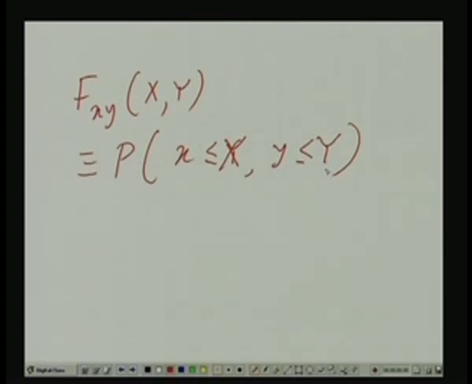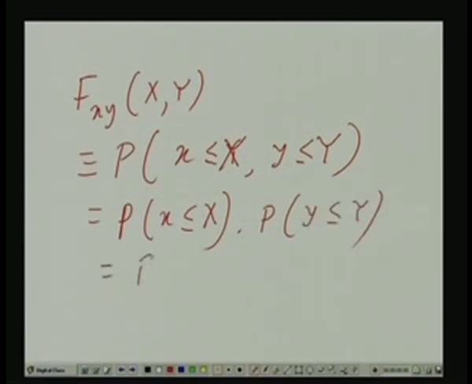Okay. So, if x and y are independent, then using our previous argument, this probability is nothing but the product of the individual probabilities, probability of x less than or equal to capital X multiplied by probability of y less than or equal to capital Y. But the first one is nothing but the probability distribution of x up to capital X, the second one is the probability distribution of y up to capital Y, which means if two random variables are statistically independent, then their joint distribution is nothing but the product of the individual distributions. Same would hold for the probability density also.